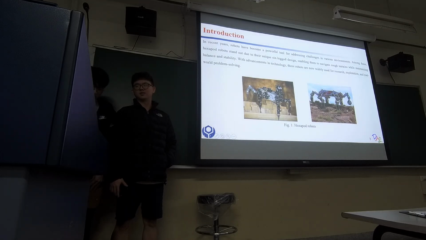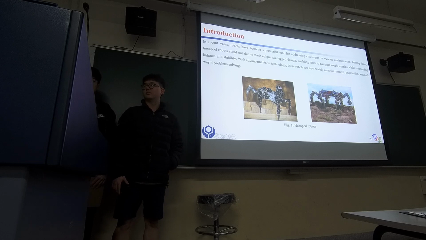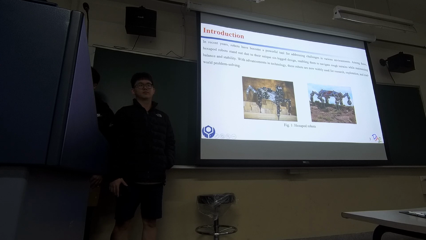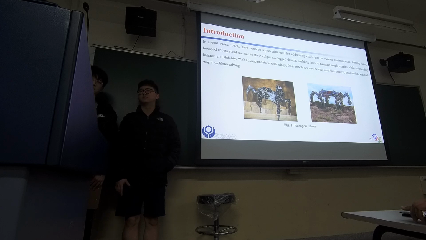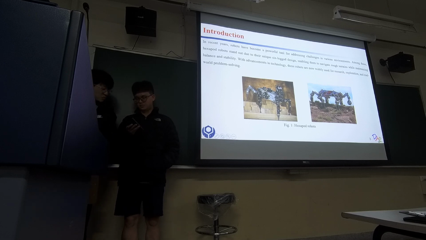First, we're going to talk about our hexapod. We chose the hexapod, a robot with 6 legs, because it has better balance and stability than a wheeled robot or 2-legged or 4-legged robots. And these 6-legged robots are now used for research, exploration, and solving some real world problems, and are going to be very useful.